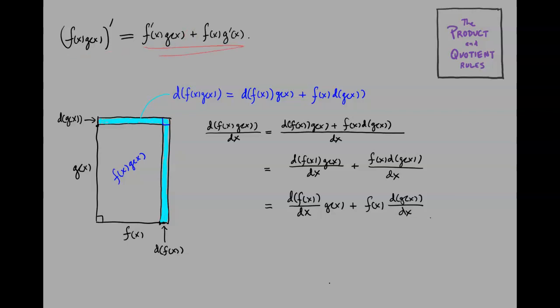And this easy-to-remember expression right here is the product rule. To take the derivative of a product, you end up with two terms: the derivative of the first times the second, plus the derivative of the second times the first.